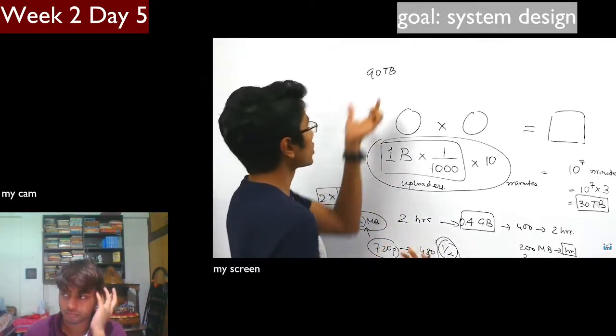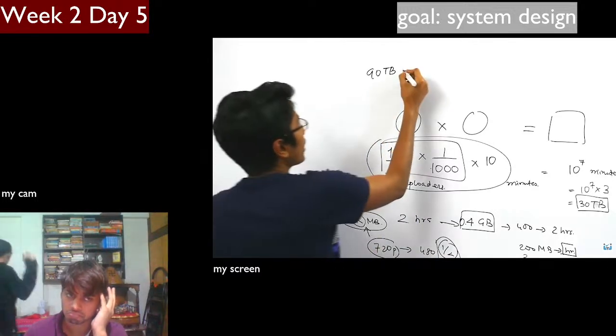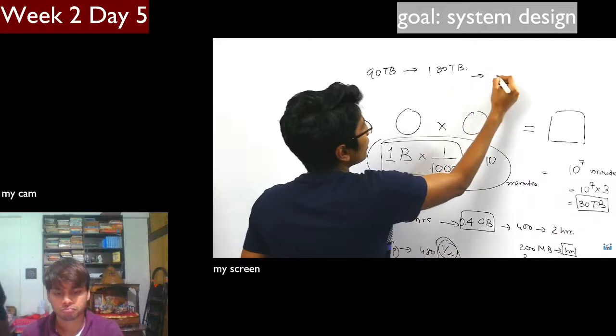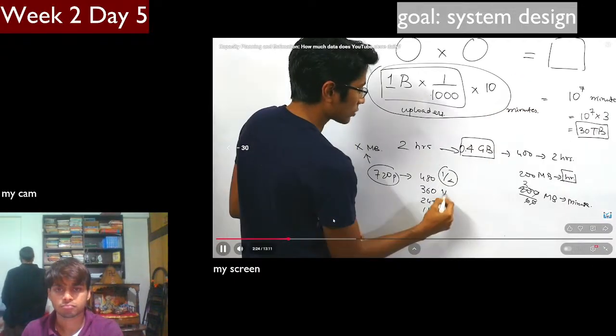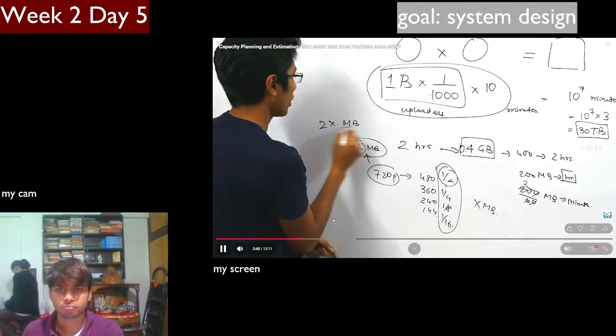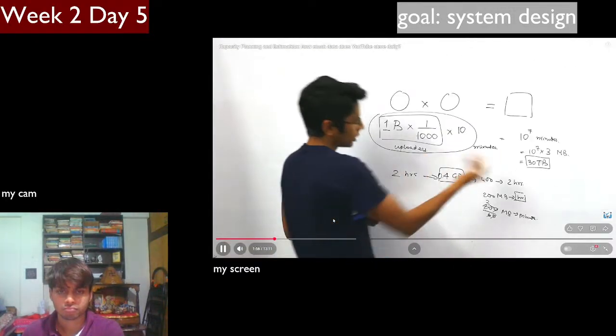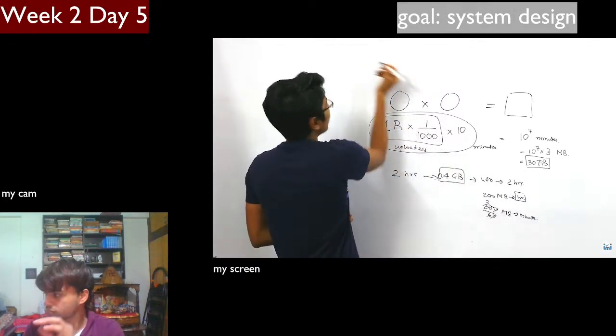So whatever my original storage was, 90 TB, I need to double that. I get 180 TB. And then there is fault tolerance and redundancy, so that is 90 TB.